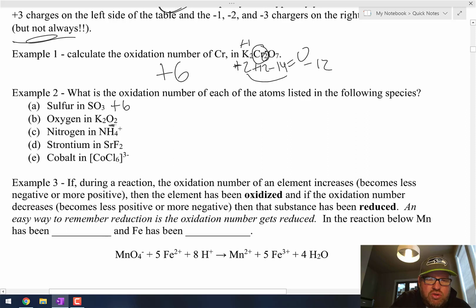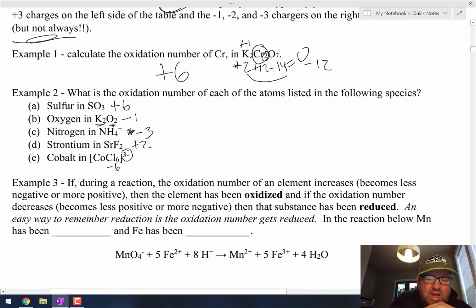Here we see an O2. That leads me to think that's a peroxide. And then the potassium's +1 anyway. So that's a case where oxygen is -1. In NH4+, hydrogen is +1, and there's 4 of them. So therefore, the nitrogen must be -3. And then strontium in SrF2, fluorine's -1. There's 2 of them. So strontium has to be +2. And then cobalt in CoCl6 3-, chlorine's -1. There's 6 of them, so that's -6.